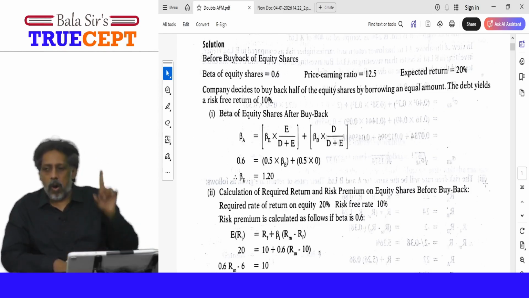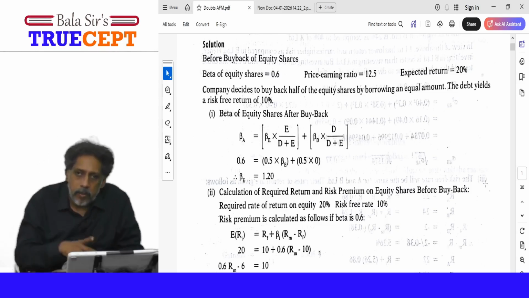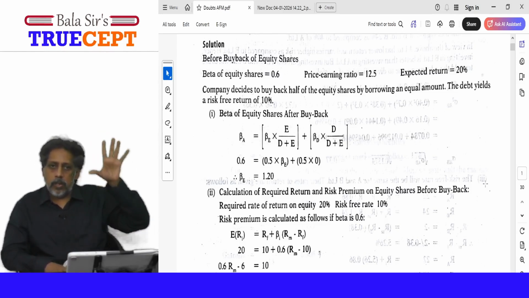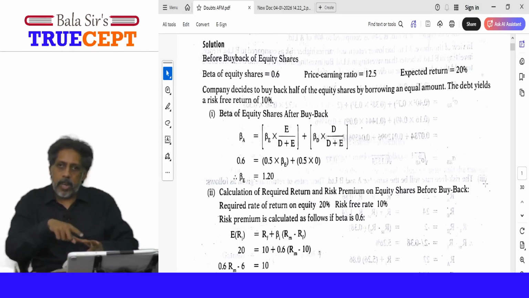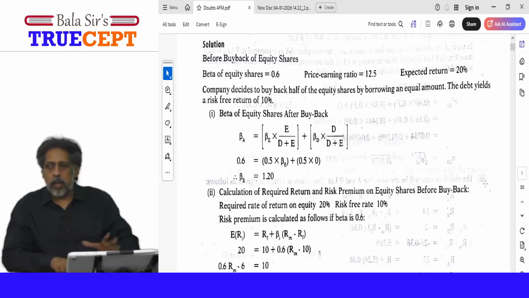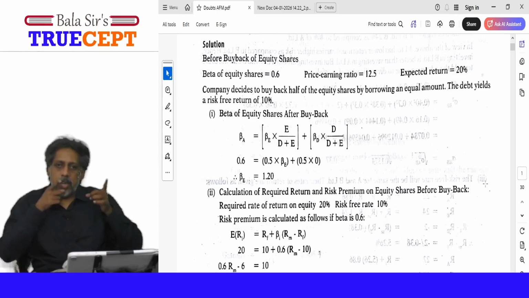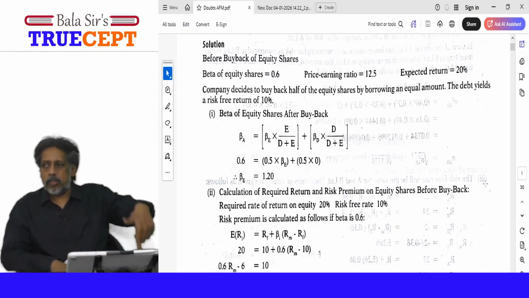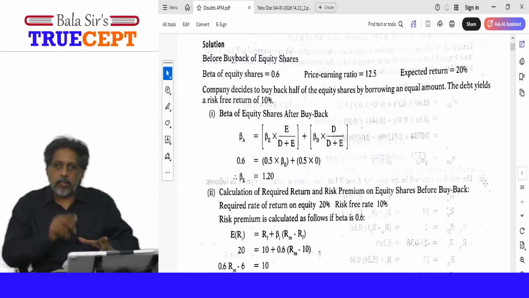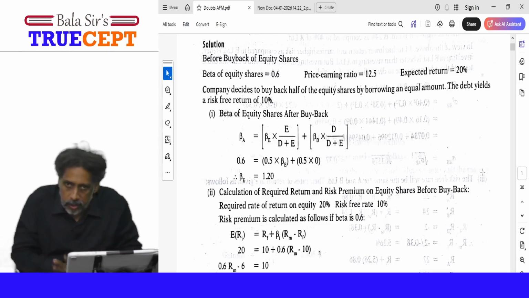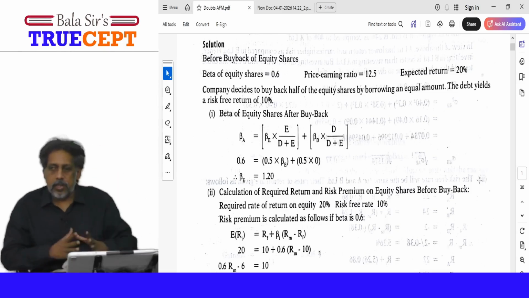Now when I solve this, how much do I get for beta equity? It works out to 1.2. The beta goes from 0.6 to 1.2 because of financial leverage. Because your company is going to employ debt, the beta equity, that is the shareholders' risk, will increase from 0.6 to 1.2. Is that clear? That part is fine. Next question.